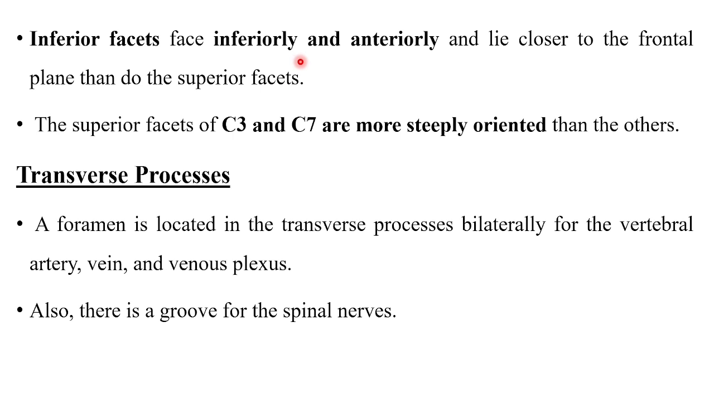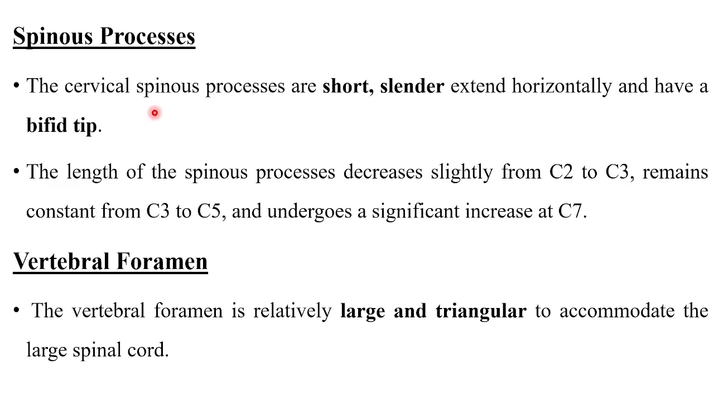Inferior facets face inferiorly and anteriorly, and they lie closer to the frontal plane than the superior facets. The superior facets of C3 and C7 are more steeply oriented than the others. Coming to the transverse process, a foramen is located in the transverse process bilaterally for the vertebral artery, vertebral vein, and venous plexus. And there is a groove for the passage of the spinal nerves.